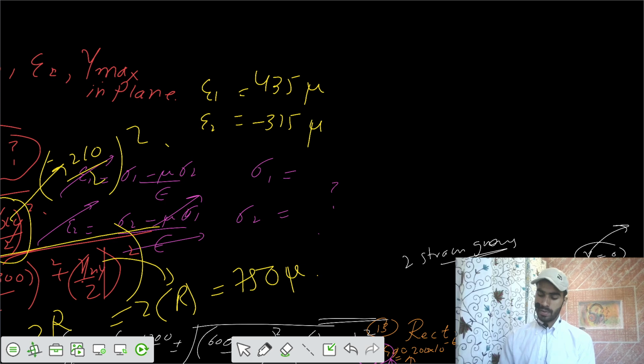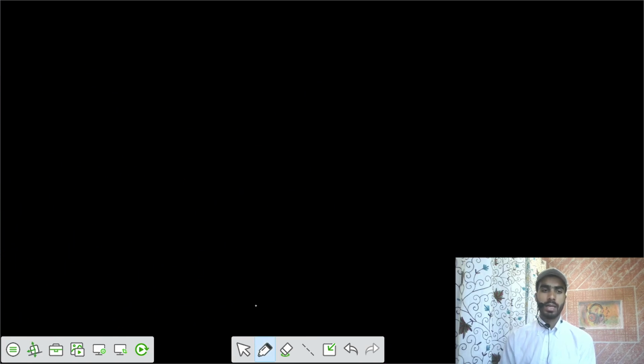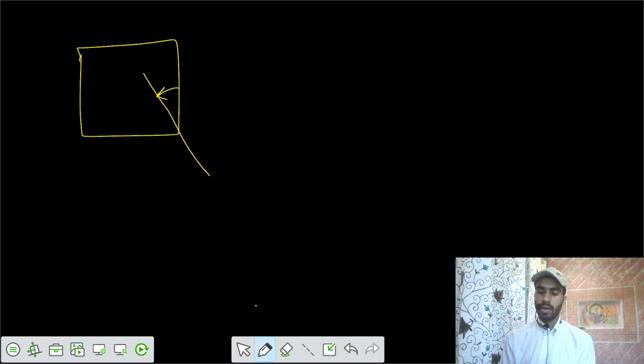And one more problem: you have a desired plane. So this is some stress element or strain element. Let's say this is some element. We need to calculate the strains Ex dash and gamma xy on this plane, which makes an angle of 40 degrees with respect to vertical.